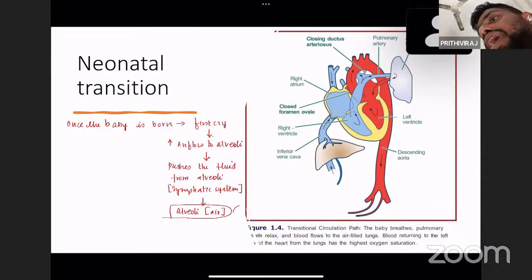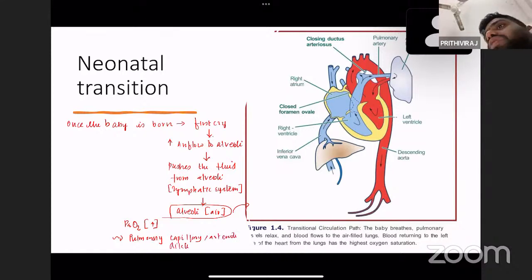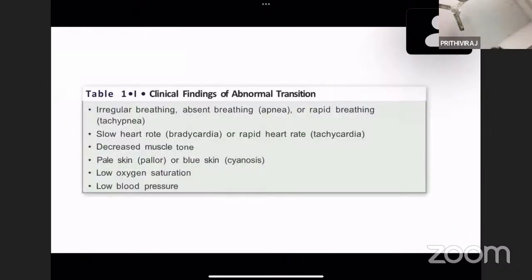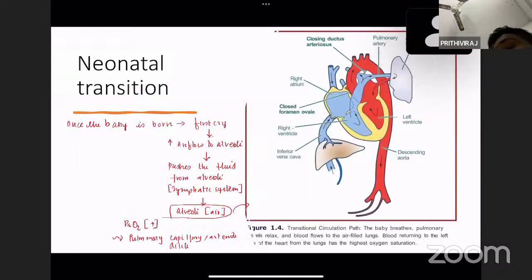Once the alveoli fill with air, the PaO2, that is the partial oxygen pressure in the alveoli, will increase. This will cause your pulmonary arterioles to dilate. This is the second step. Once the child starts crying, alveoli will be filled with air by replacing the fluid. Second thing, once the PaO2, the alveolar oxygen tension, increases, it will cause the dilatation of your pulmonary capillaries. So more blood will now start flowing from the pulmonary trunk to the pulmonary artery into the lungs. All this blood gets oxygenated.